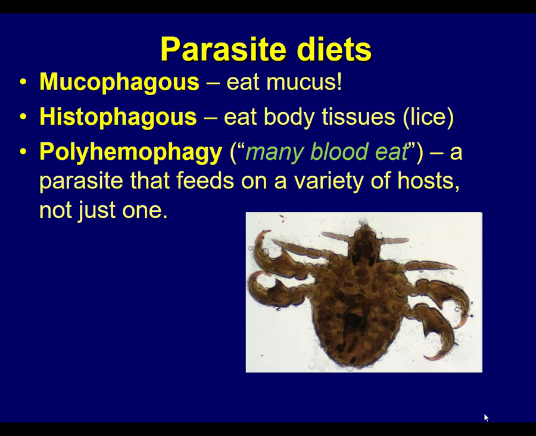Okay, moving along. Back to diets, I guess. So there could be mucus-eating insects, and mucophagy is the process of that. Histo means cells or tissues, and so histophagous.